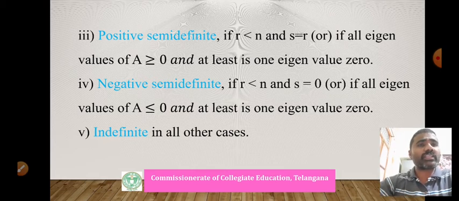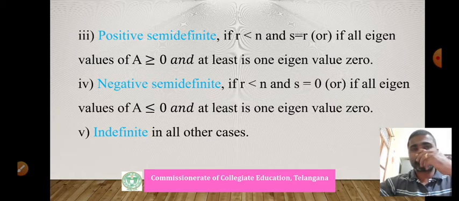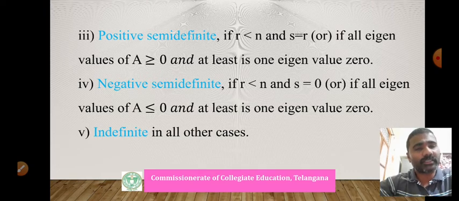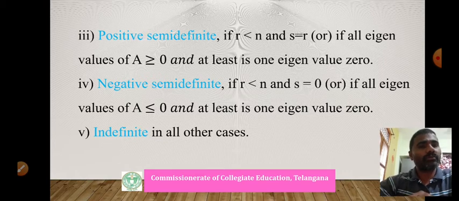Similarly, we can define negative semi-definite. Here also R is less than n, the terms are less than n, but S is 0. There are no positive terms. The terms which are non-zero are all negative. That means all eigenvalues are less than or equal to 0 and at least one eigenvalue is 0. If all eigenvalues are less than 0, it is negative definite. If they are less than 0 and one of them is 0, then it is negative semi-definite.